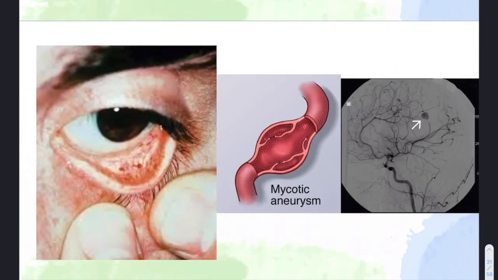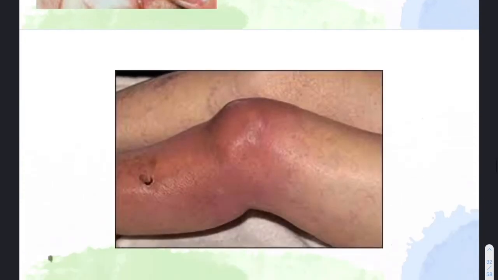We have here subconjunctival hemorrhage and here mycotic aneurysm. This is an imaging for mycotic aneurysm, which is considered a vascular and septic feature of infective endocarditis. Here we have septic arthritis.